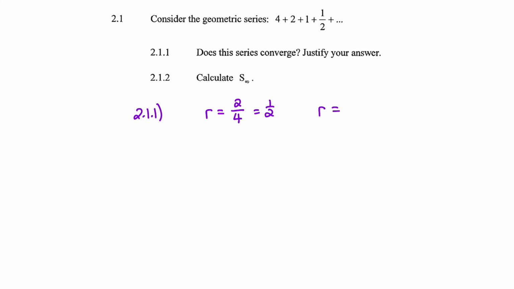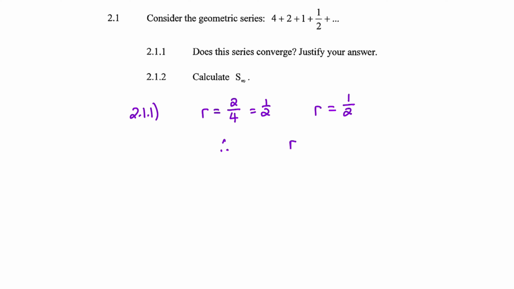So I take the third term, which is 1, and I divide that by 2, and I can see that the ratio is constant, and therefore the ratio is in between 1 and -1, so we can say that the series converges.